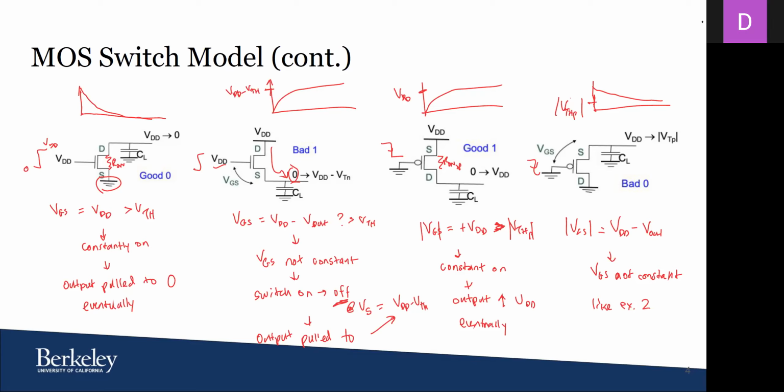Now, as the current flows into the capacitor, its voltage has to increase. And so the effective VGS is now going to be VDD minus the output voltage, whatever that output voltage ends up being. Okay, yeah, sure. And the transistor will remain on until the output voltage becomes this value, at which point VGS is less than V threshold and the transistor turns off.